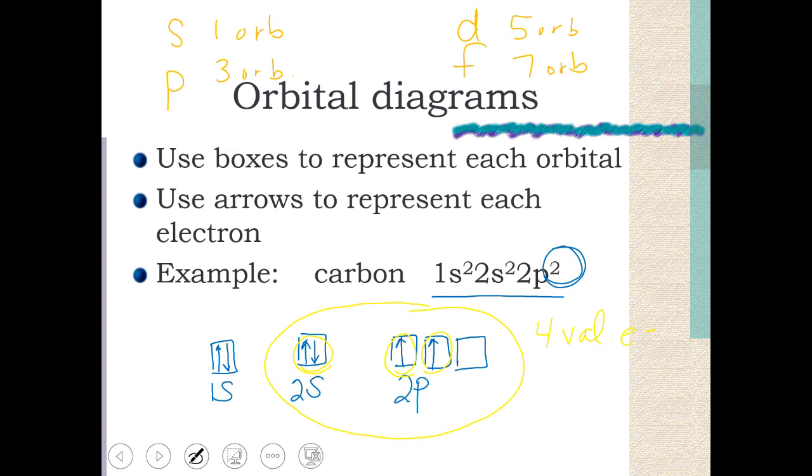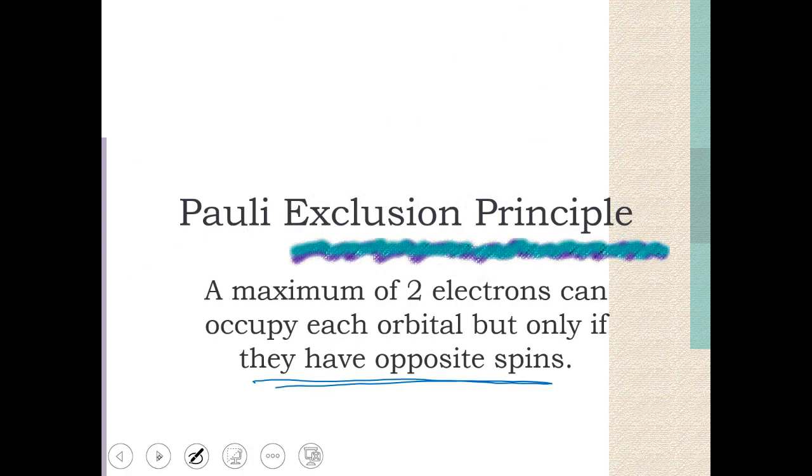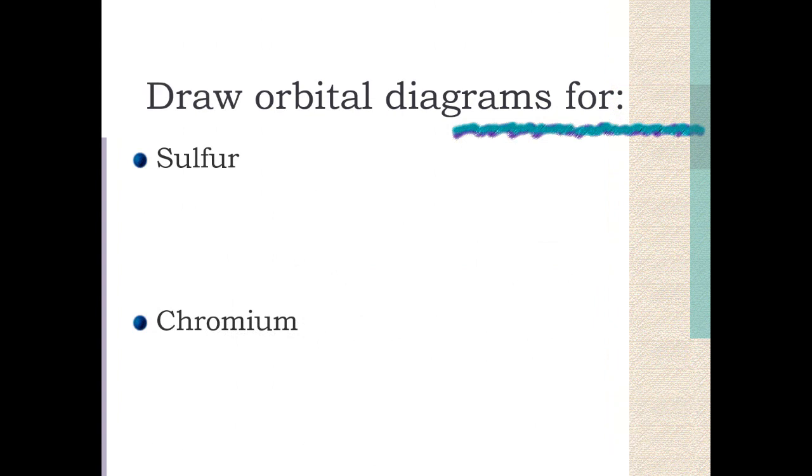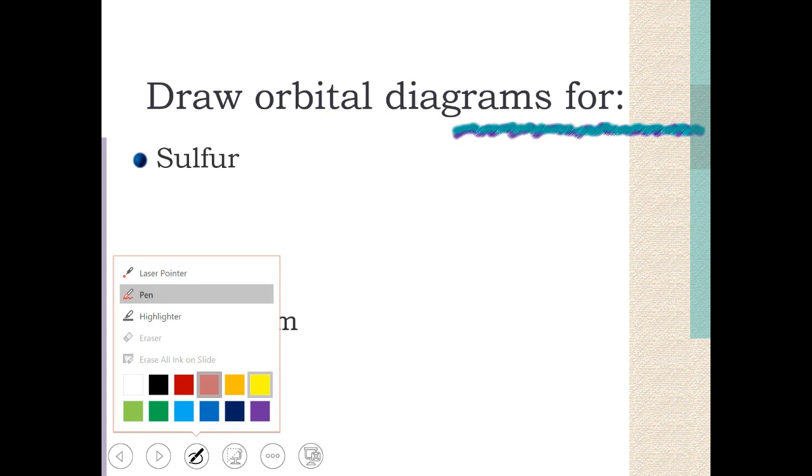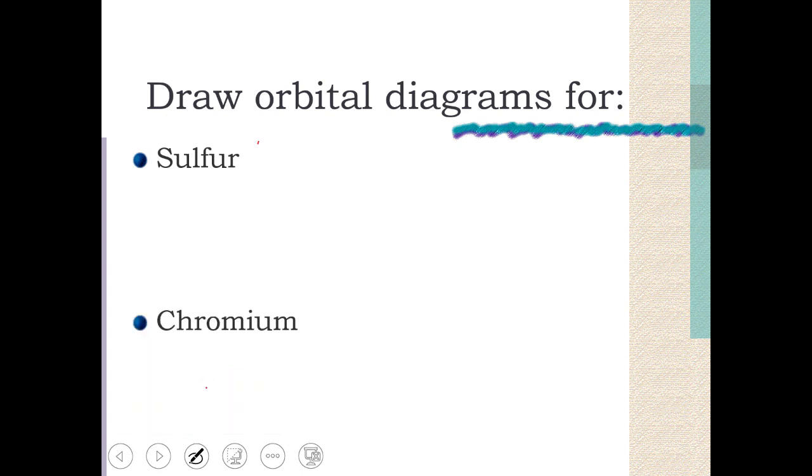So it's important to know not only that there are 4 valence electrons, but how are they arranged? One pair and two singles. Okay? And apply the Pauli exclusion principle and Hund's rule when you're drawing them. So let's do, for example, the sulfur. So it's 1s2. We had this earlier.